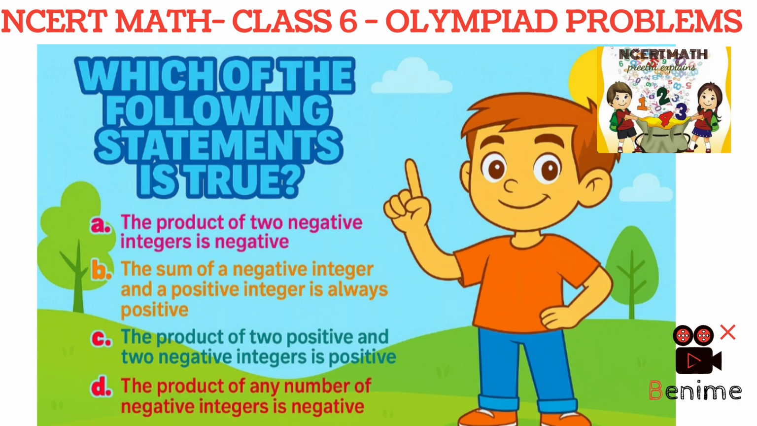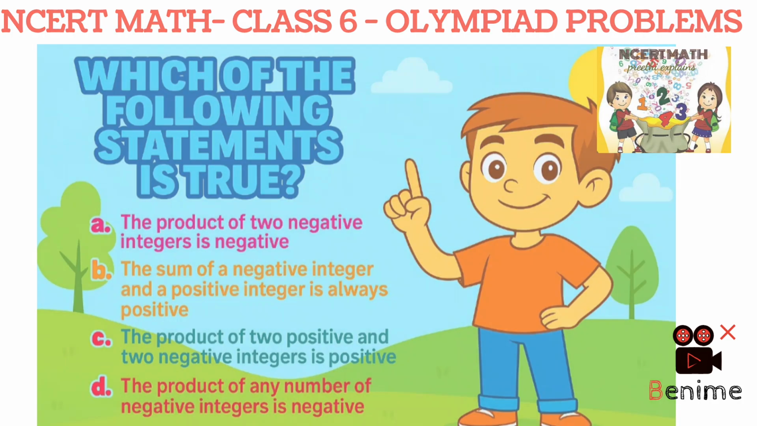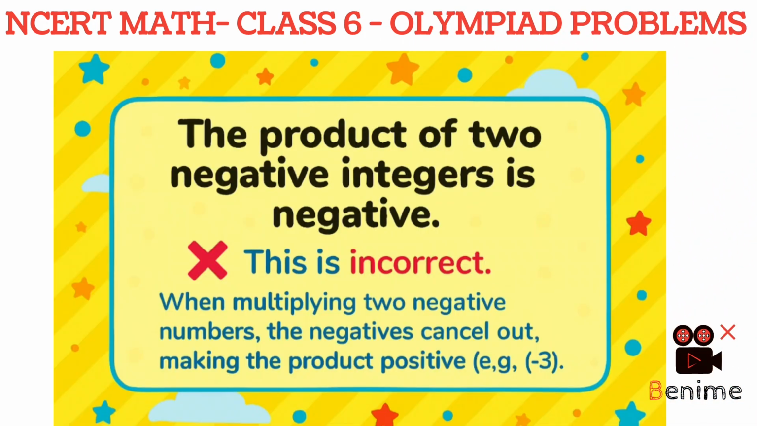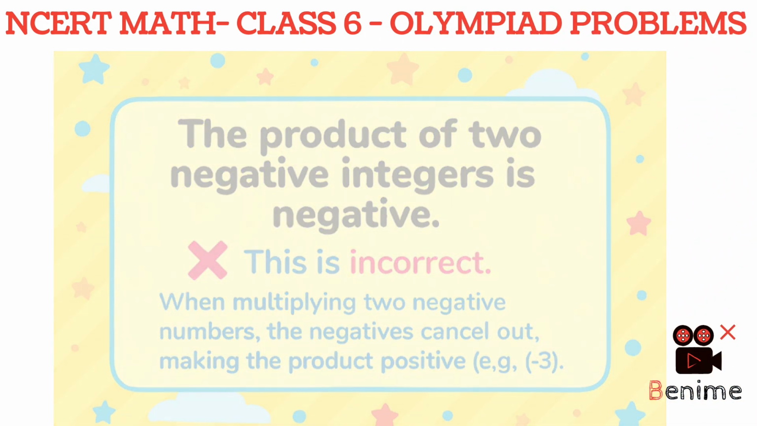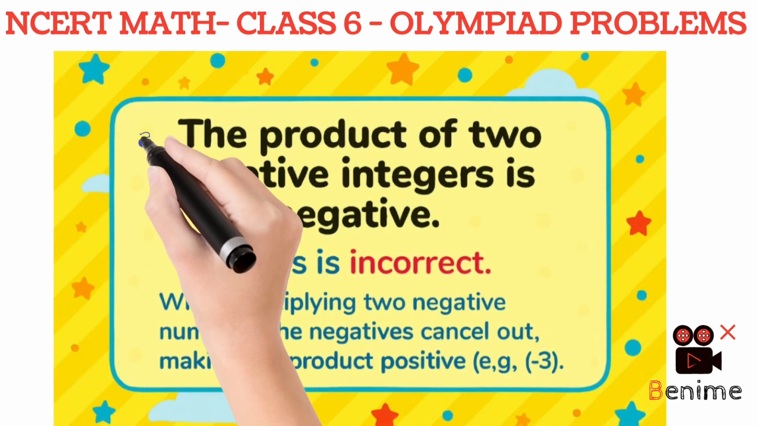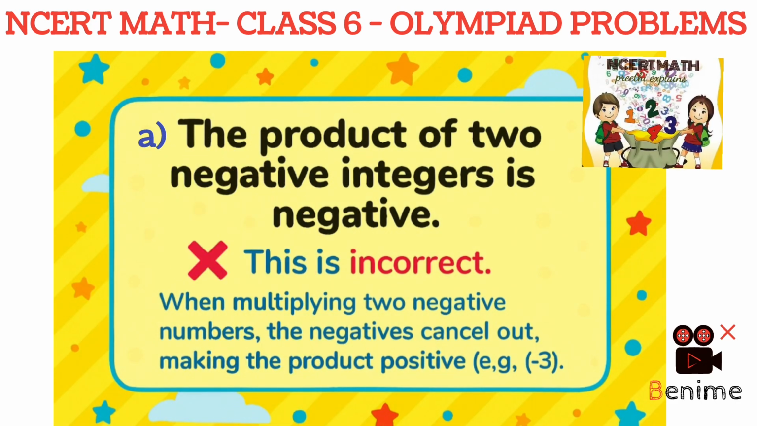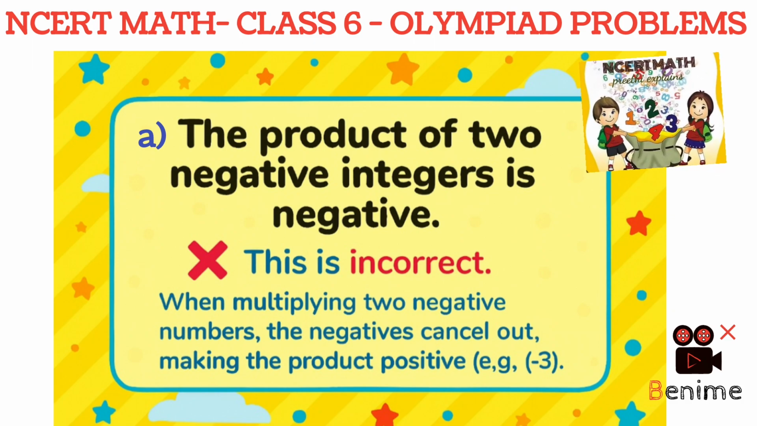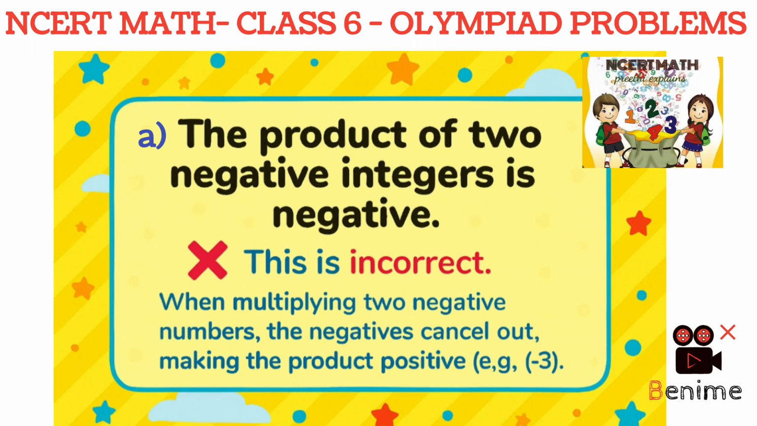Let me explain each and every option. The product of two negative integers is negative. This is option A. So what is meant by it? When multiplying two negative numbers, the negatives cancel out, so the product is positive. Let us say an example, minus 3 into minus 2. So 3 into 2 is 6. Multiplying minus into minus will become positive, so the answer will be 6. The product of two negative integers is negative. This statement is incorrect. So shall we move on to the second statement?